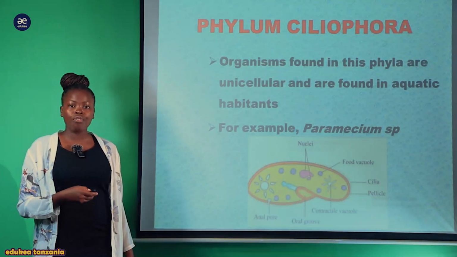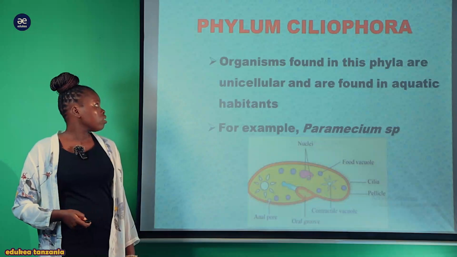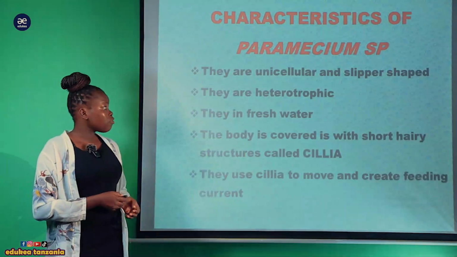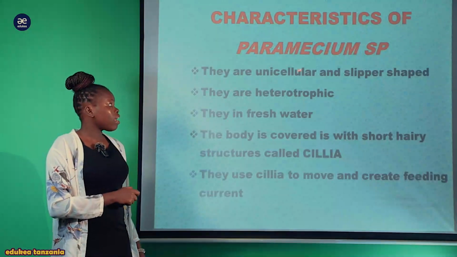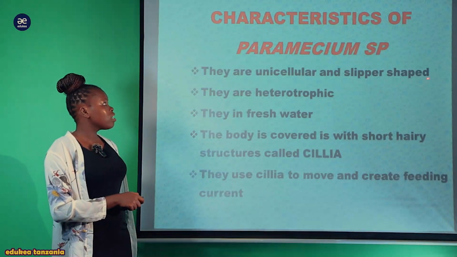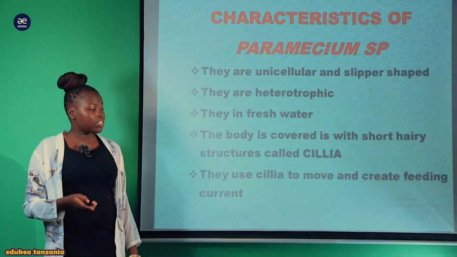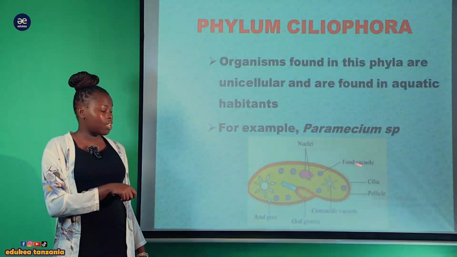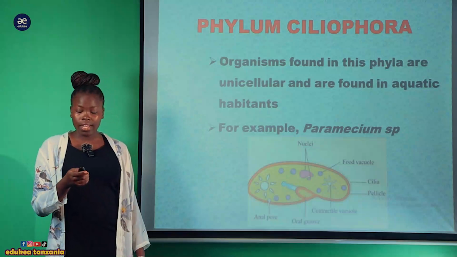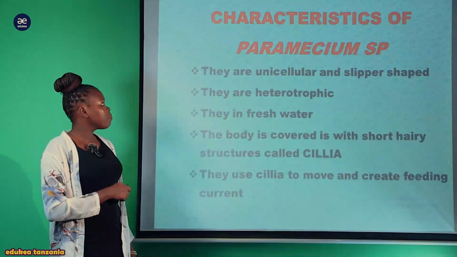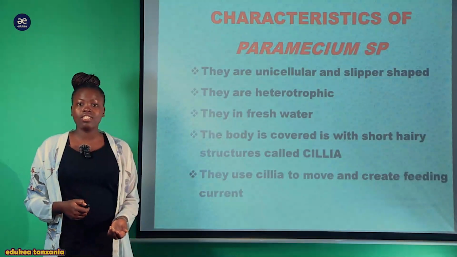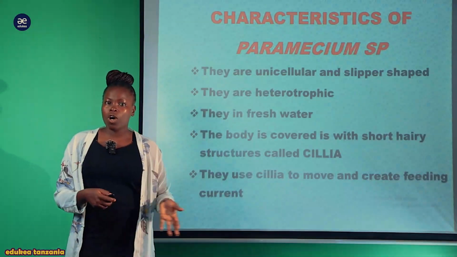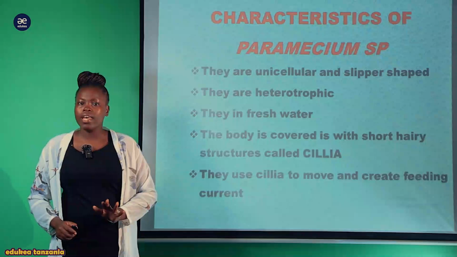Now, what are the characteristics of the Paramecium species? First of all, the Paramecium species, they are unicellular, single-celled, and also they are slipper-shaped. As you see here, this is a slipper-shaped organism. Also, they are heterotrophic, meaning that they are not autotrophic. Hawana uwezo kuweza kujitengenezea chakula chao. Heterotrophic meaning that they depend on other organisms to survive. They depend on other organisms as a source of food.